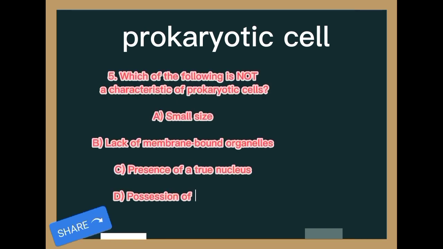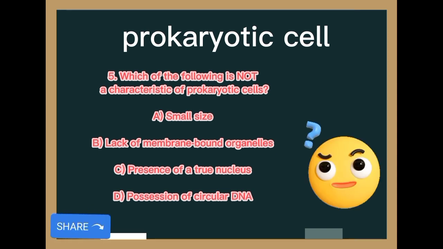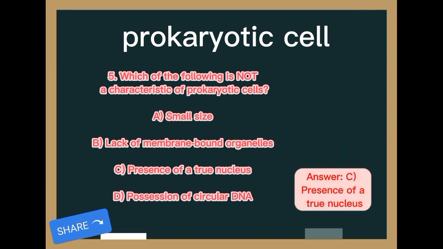5. Which of the following is not a characteristic of prokaryotic cells? A. Small size. B. Lack of membrane-bound organelles. C. Presence of a true nucleus. D. Possession of circular DNA. Answer C. Presence of a true nucleus.